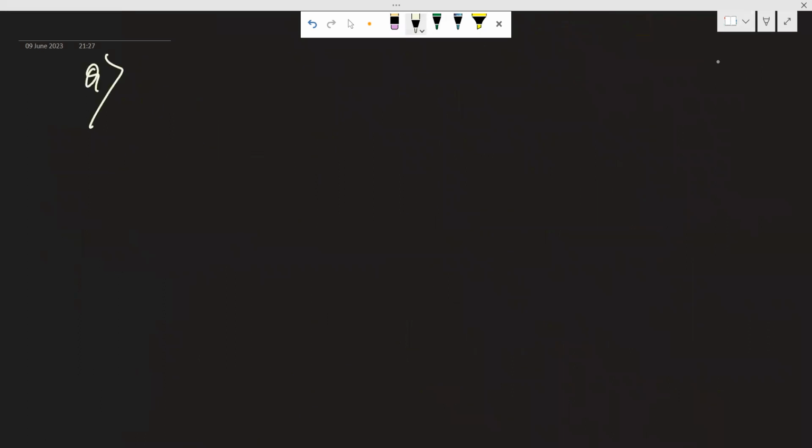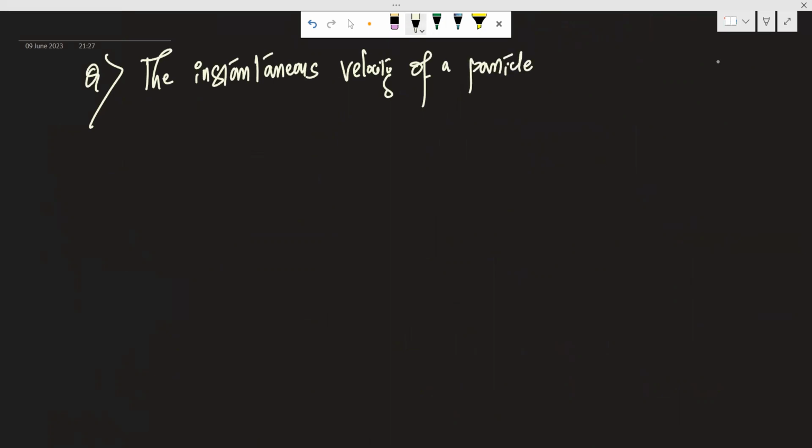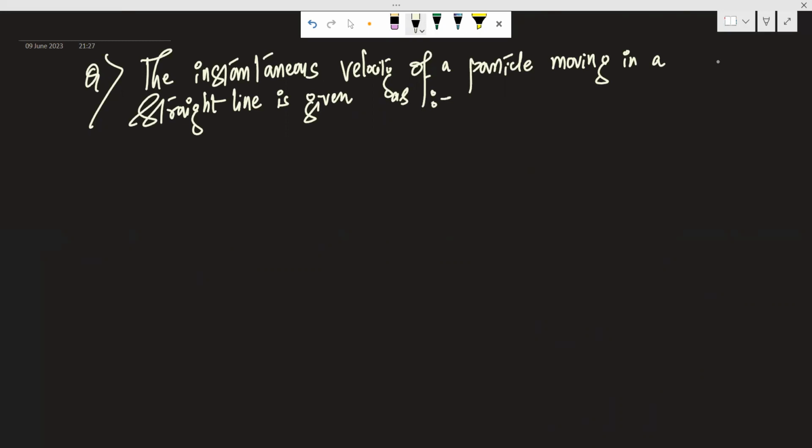So what is the question? The instantaneous velocity of a particle moving in a straight line is given as v equals alpha t plus beta t square, where alpha and beta are constants.